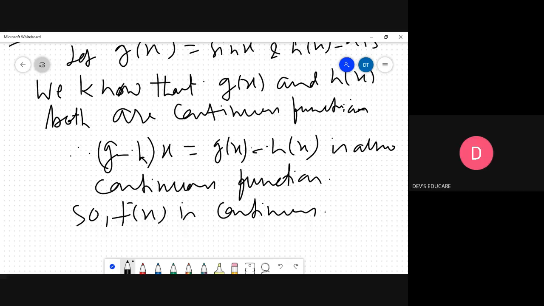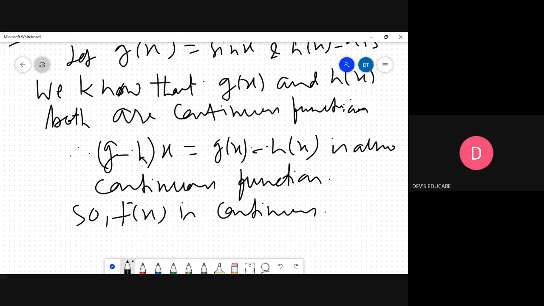And with the same approach, we can do question number 21. All parts: sin x and cos x both are continuous functions. So g plus h is continuous, so f(x) will be continuous. B is the same, C is the same. And what about 22?